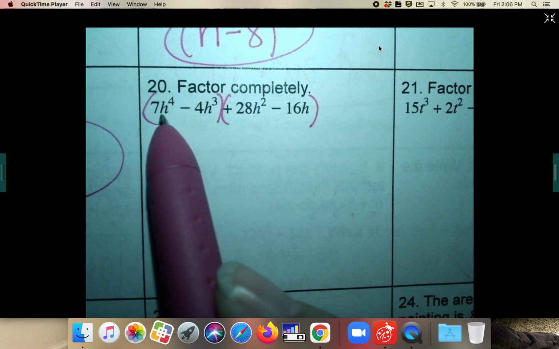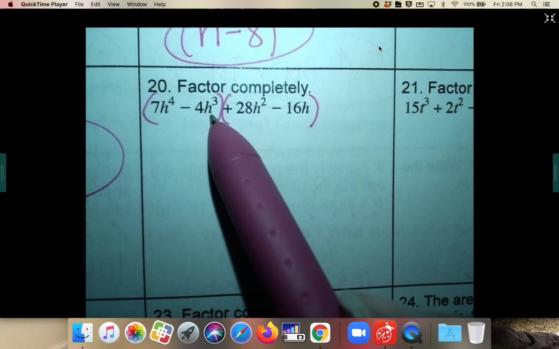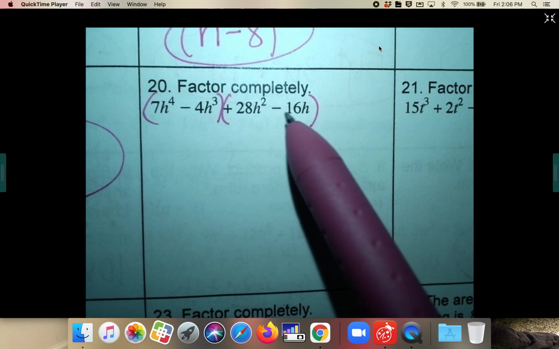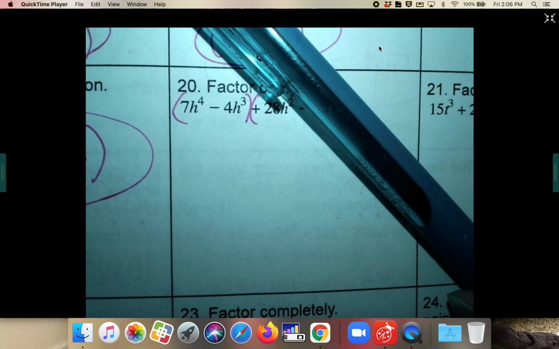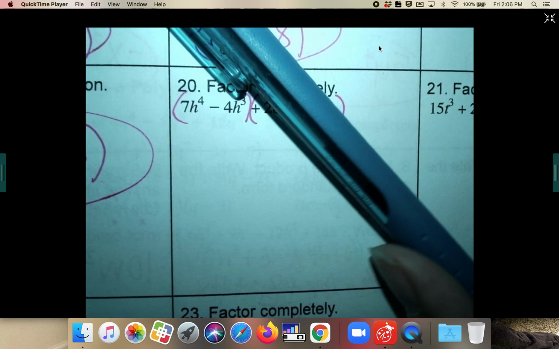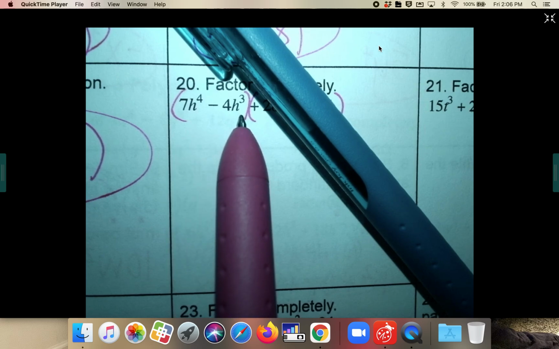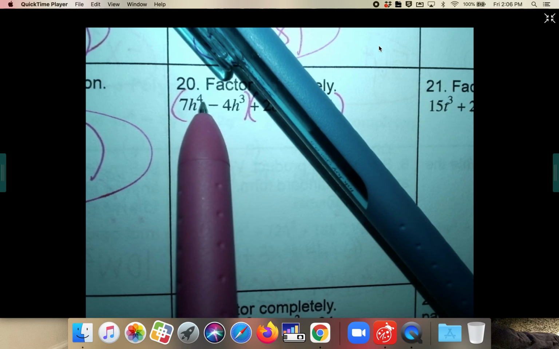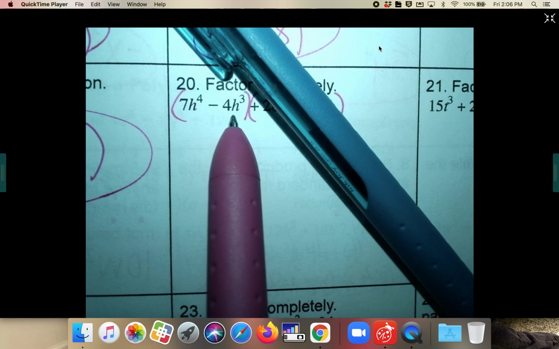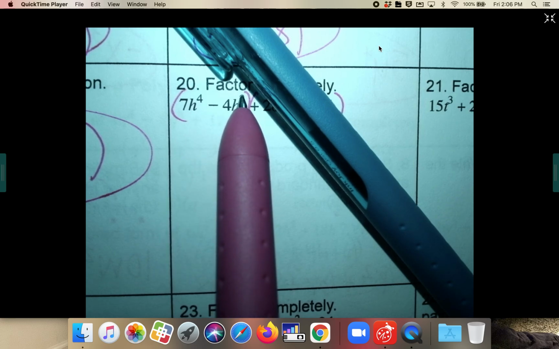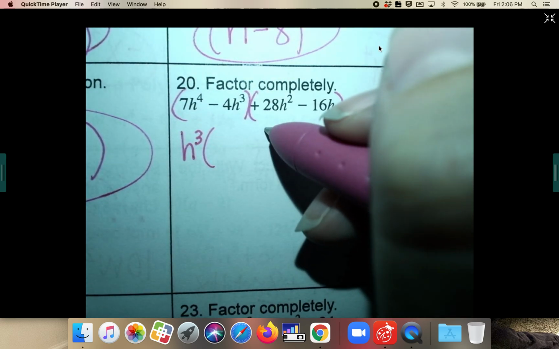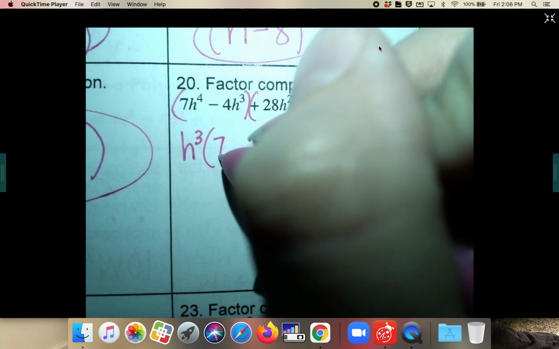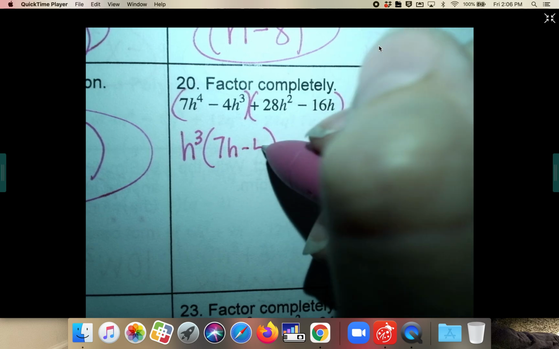I was going to rearrange it and put the 7h to the 4th with the 28 because then we could pull out a 7, but whatever. Doesn't matter because we've still got like terms here we can pull out and here that we can pull out too. So first thing you want to do is not look at the second set of parentheses. Only look at this first group. What is the greatest common factor we can pull out of this term and this term? We can pull out h's, as many as 3. So let's pull out h cubed. And that will leave us with 7h and minus 4.